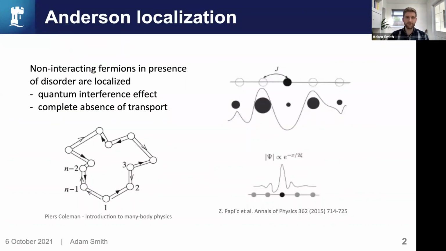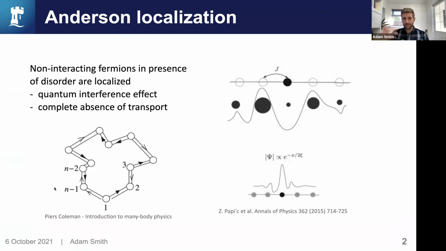Okay, so let me start from Anderson localization. Very simply put, Anderson localization is the phenomenon that non-interacting fermions in the presence of disorder become localized. Here in the top right, we have a very simple model for this: a 1D tight-binding chain, with a single particle which can hop with amplitude J, and in the background we have some disordered potential, indicated by this wavy potential and also by the size of these dots. Because of this background potential, there is a quantum interference effect which localizes this particle, and the eigenstates become exponentially localized, and we get the complete absence of transport in the system.